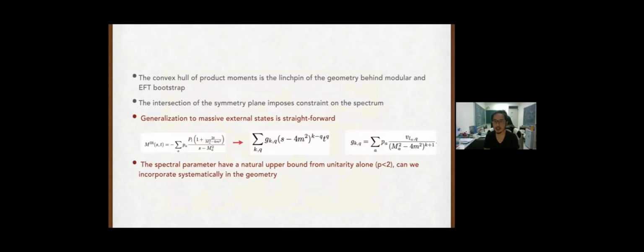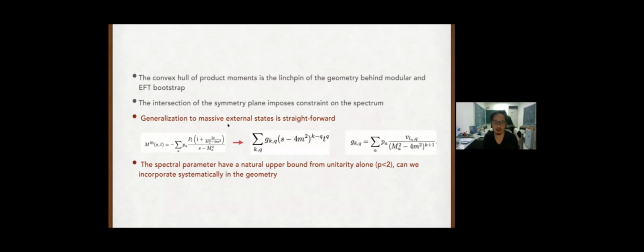So this is the end of the talk. We see that the convex hull of the product moment is basically the linchpin of the geometry behind the modular and the EFT bootstrap. We see how the intersection of the symmetry plane imposes constraints on the spectrum, and how the geometry imposes constraints on the low energy dynamics, and also, though I didn't talk much about it, on the values of these partition functions.